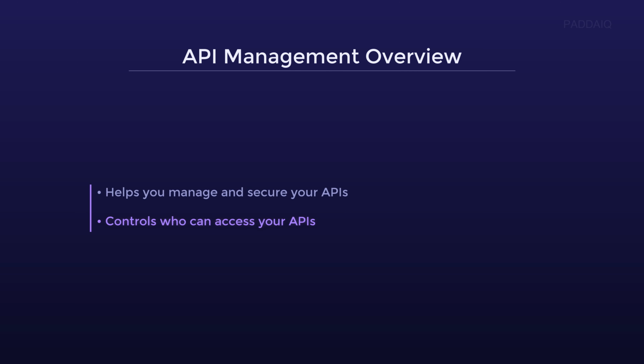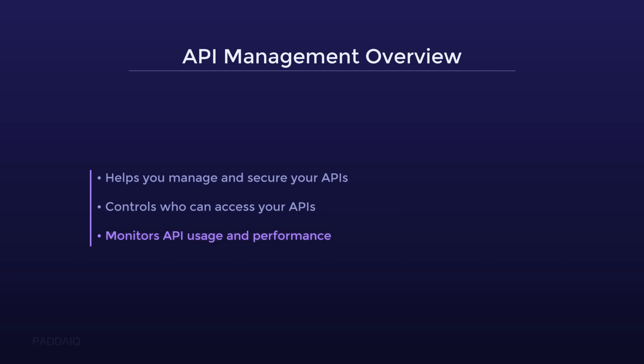Controls who can access your APIs. This means you can restrict API usage to authorized users, applications, or partners only. For example, an external logistics partner's system would be granted access, while unauthorized requests are blocked. This ensures your digital assets and data remain secure and are only used as intended.